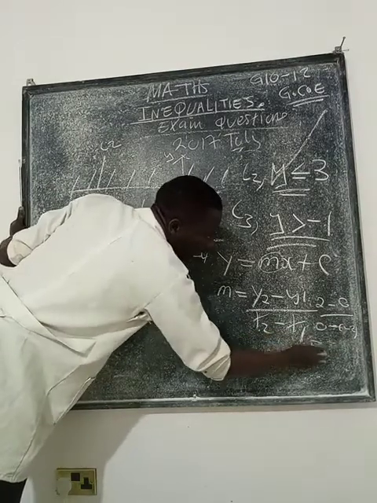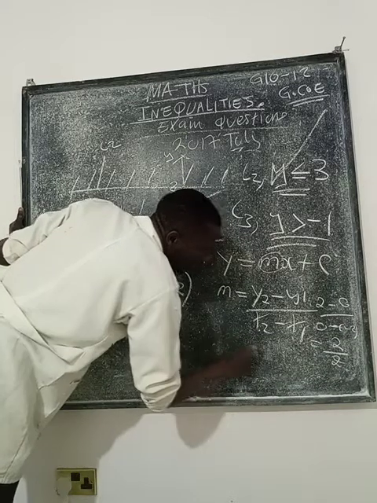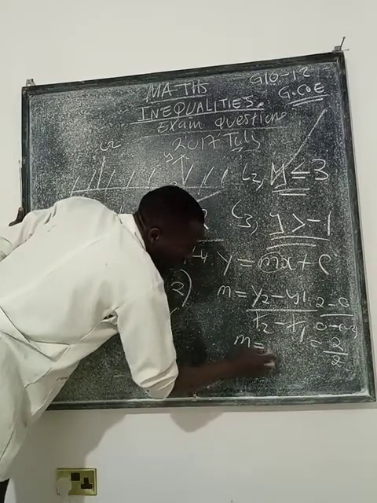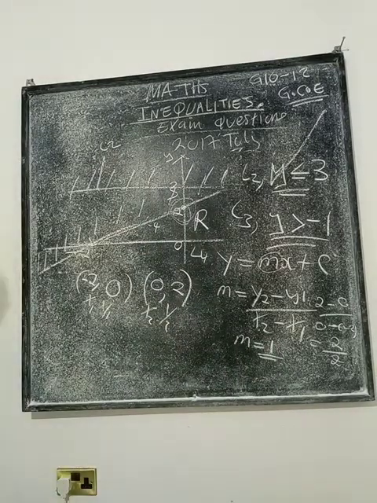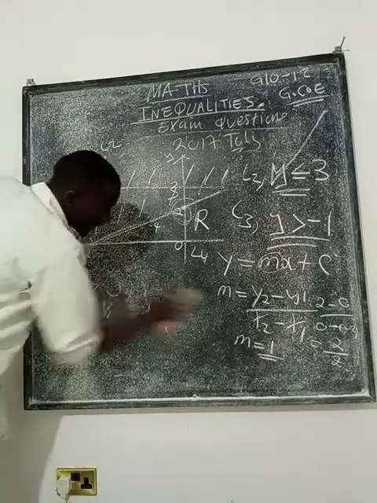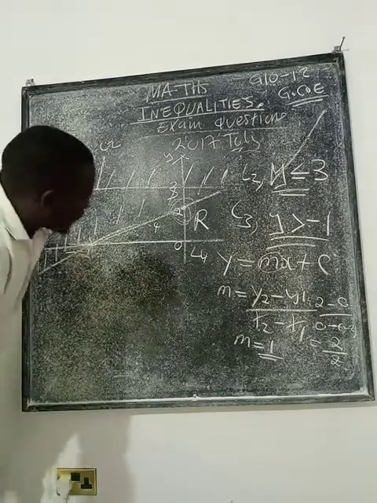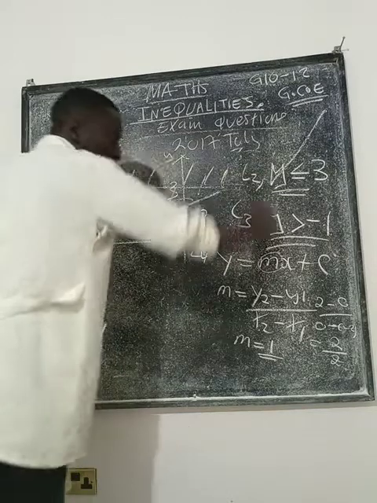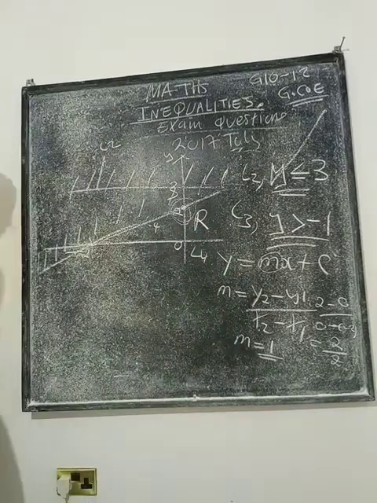Then on top, I'll get 2, negative, positive. If we divide, we just get our m is equals to 1. Done. Okay? So what do we do next? How do we know that you are correct? If your line is increasing, your gradient should be positive. If your line is decreasing, your gradient should be negative.